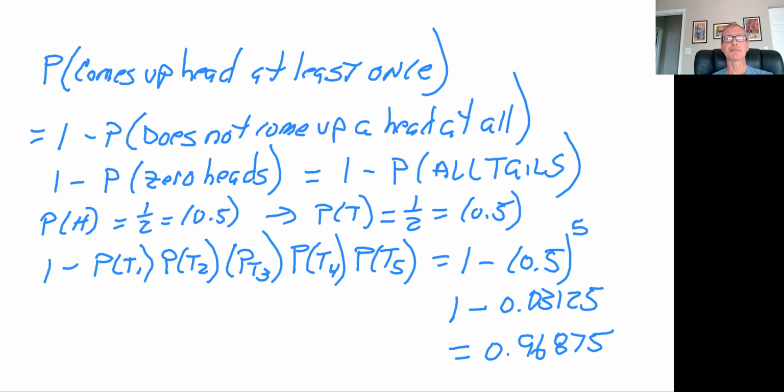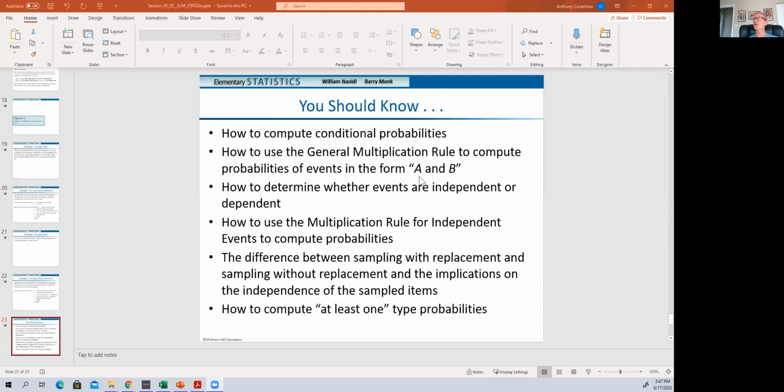So in summary here, these are the objectives that we talked about. The general form of multiplication, the idea of conditional probability, which is quite challenging, independent and dependent events, and then the idea of samples with and without replacement. And the last is the calculation of probabilities of at least 1. So that ends the recorded lectures for chapter 3. And again, by far the most challenging is section 5.